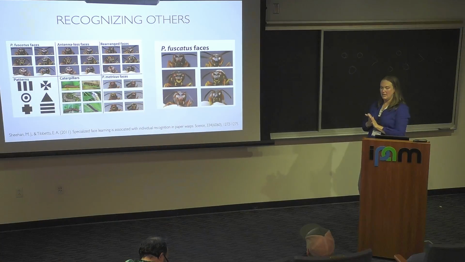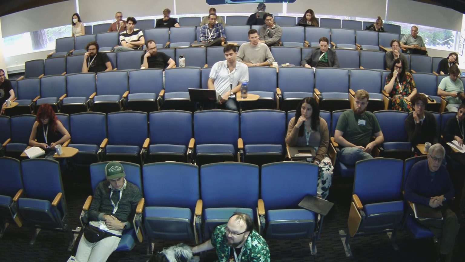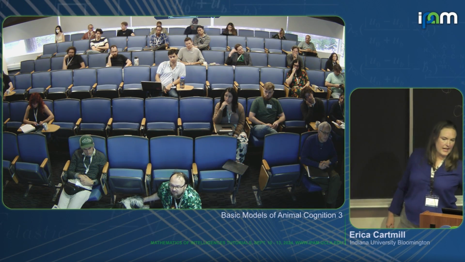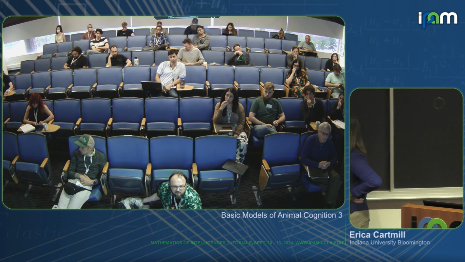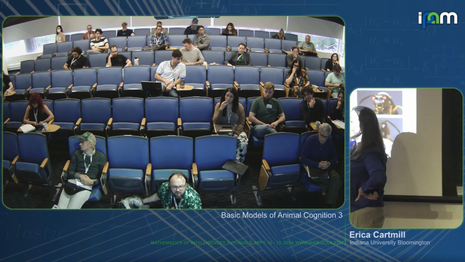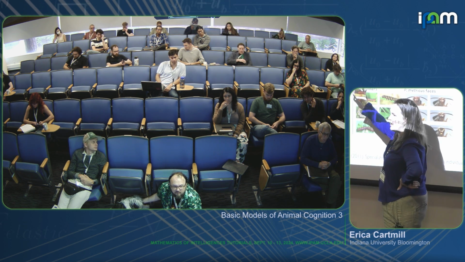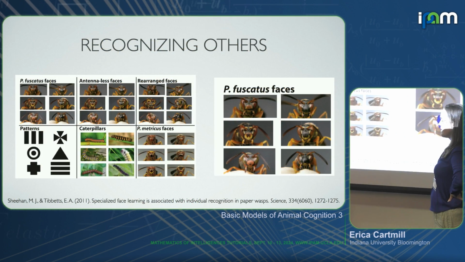Can you please explain a bit more why you think that they failed at the patterns task? I don't think I actually have the graphs. I mean, they didn't fail. They're better than chance, so they do learn it. It's just that they are faster at learning the faces. And so I think you could think about it in the same way.